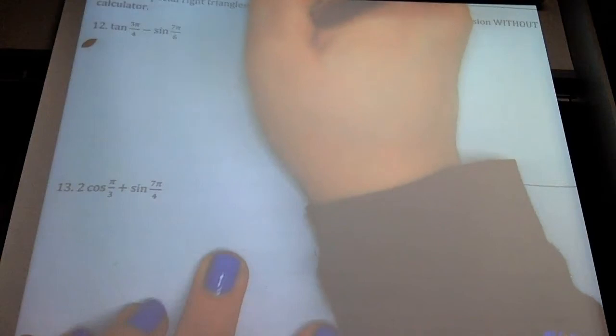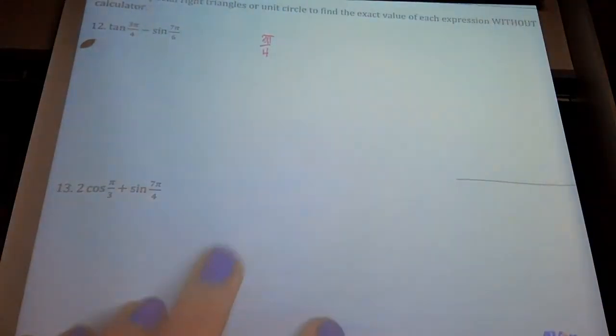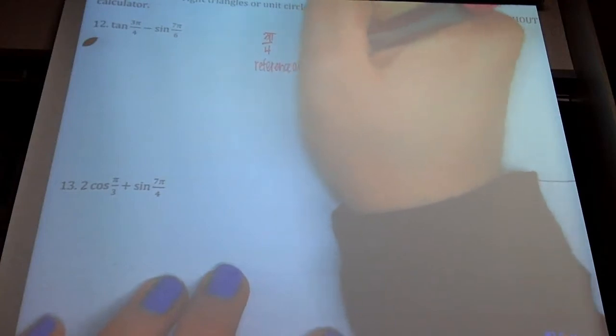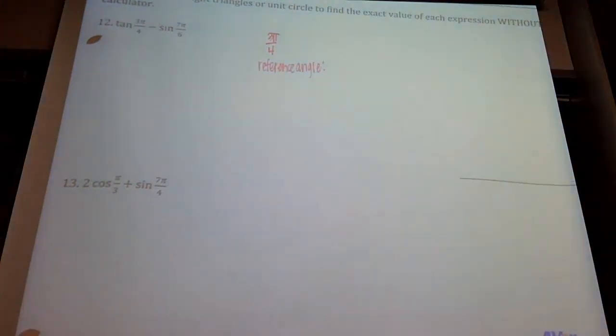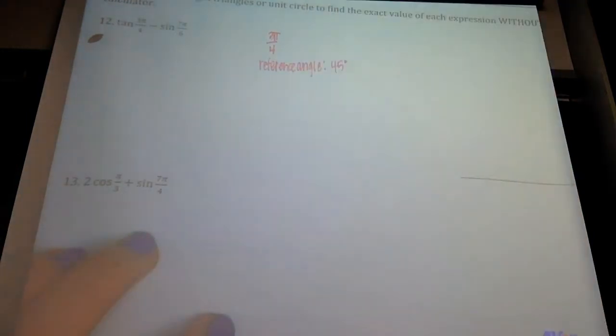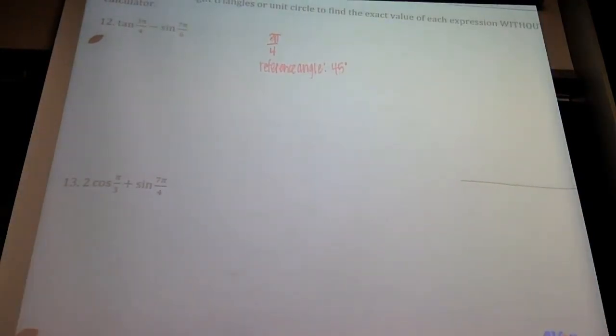Cool. Okay, so we have 3 pi over 4. So first thing is figuring out what my reference angle is. My reference angle, I feel like I should learn to abbreviate. My reference angle, well, my denominator is 4. And remember, anytime the denominator is 4, my reference angle is going to be 45 degrees. And then, okay, so that helps us with figuring out what type of triangle we're going to draw.